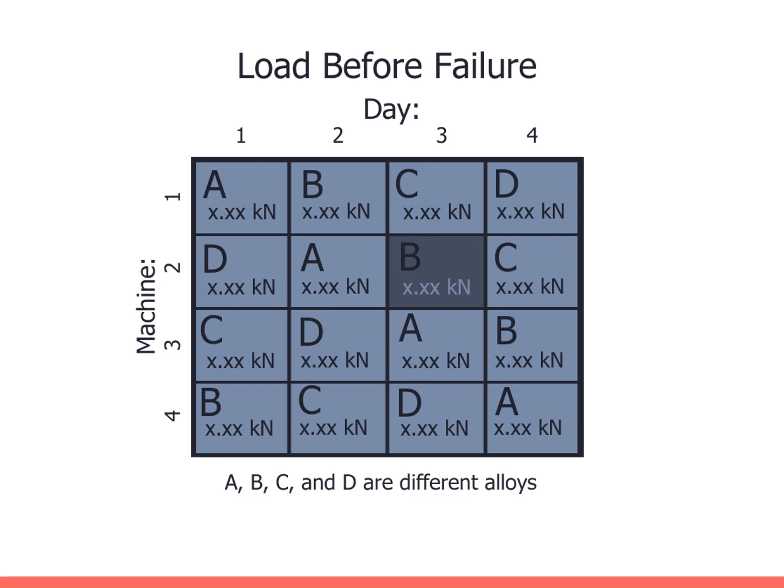In an engineering example, this can be used to represent data in a load before failure experiment. Here, the three factors would be the day of data collection, the machine used, and the alloy tested. Located within each box would be the data value collected from the combination of its three factors. For example, in the unit that is selected here, the value would be the load before failure of alloy B, calculated using machine 2 on day 3 of experimentation.